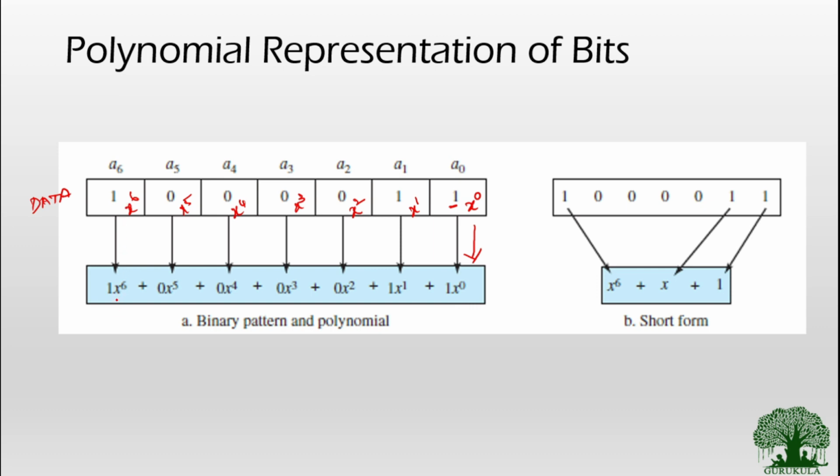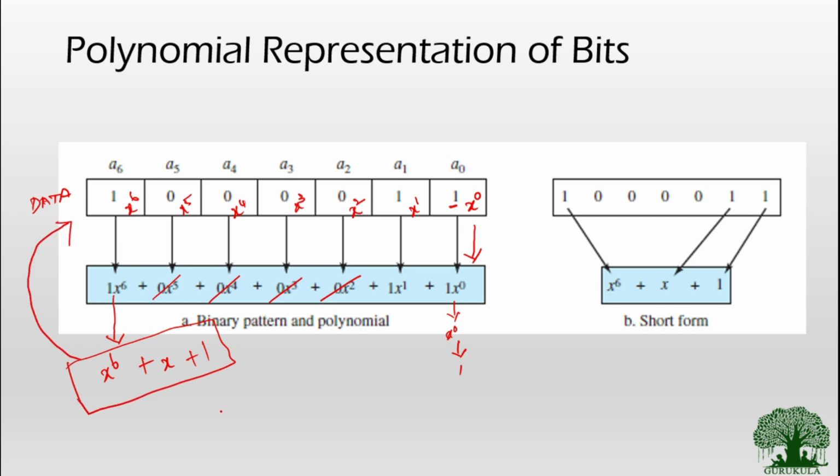When I multiply, I get 1 into x to the power of 6, which gives x to the power of 6. 0 into anything becomes 0, so I can neglect all the terms which have a 0 coefficient. And then here I have 1 into x to the power of 0, which gives x to the power of 0. Anything to the power of 0 is 1, so I can write that as 1. Now this is the polynomial representation of the binary data represented over here, in this short form also. This is how binary bits are represented in polynomial representation.